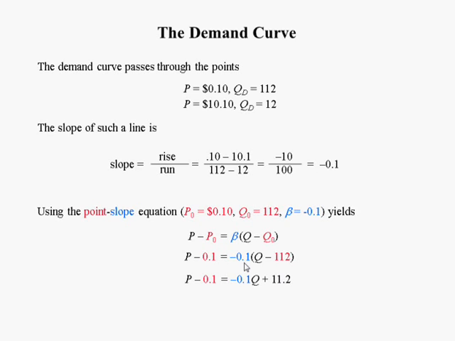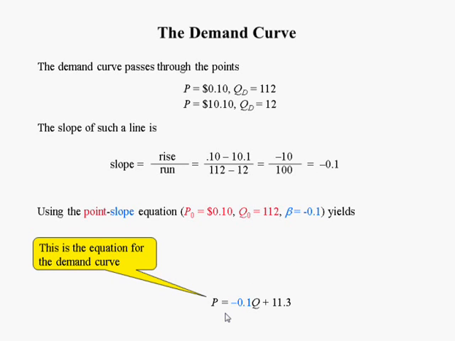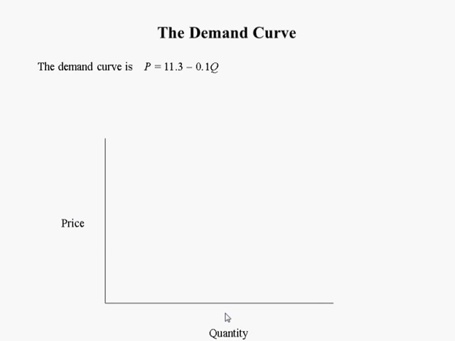We use the distributive property. Negative 0.1 times Q is negative 0.1 Q. Negative 0.1 times negative 112 is positive 11.2. Now we add 0.1 to both sides, and we get the demand curve, which is P = negative 0.1 Q plus 11.3. We call this the equation for the demand curve.